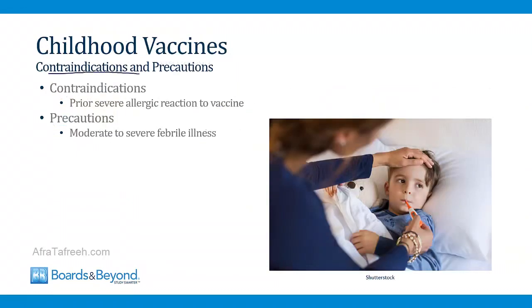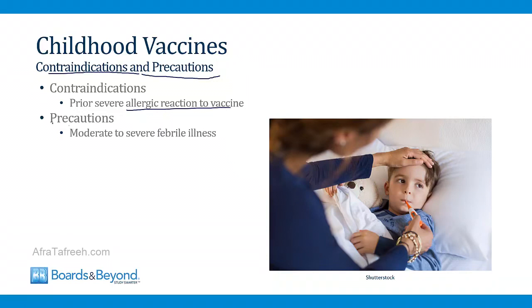Let's talk about contraindications and precautions for vaccines. Really, the only contraindication to receiving a vaccine is if a patient has had a prior severe allergic reaction to the same vaccine. Many vaccines are given multiple times. They're given as an initial dose and a booster dose. And if a patient has a severe allergy to the initial dose, then often you will not give the booster dose. That's really the only major contraindication for most vaccines.